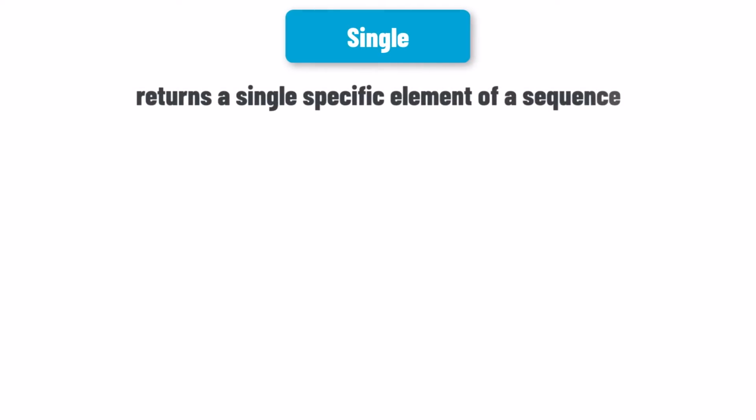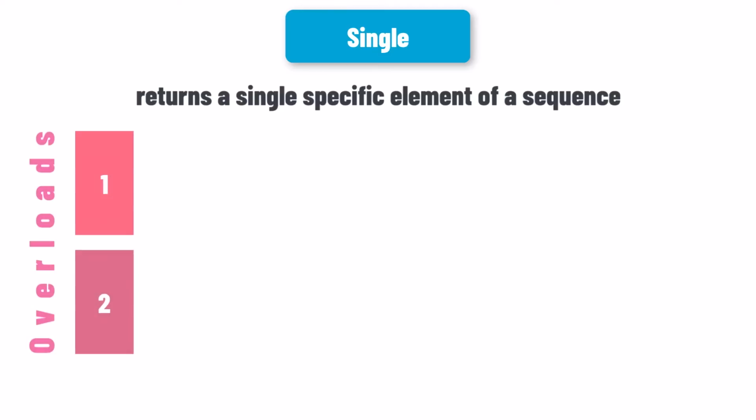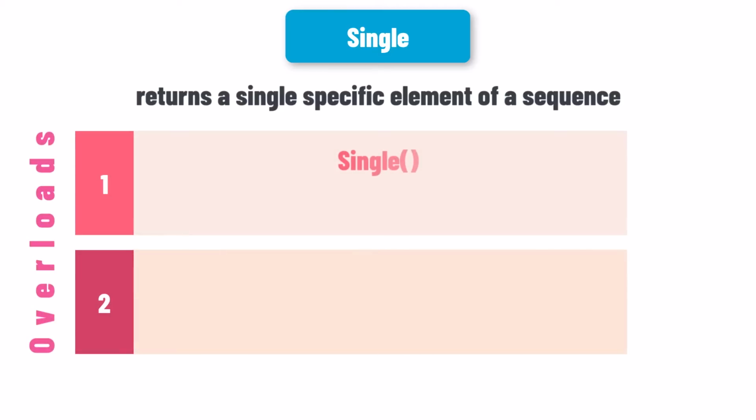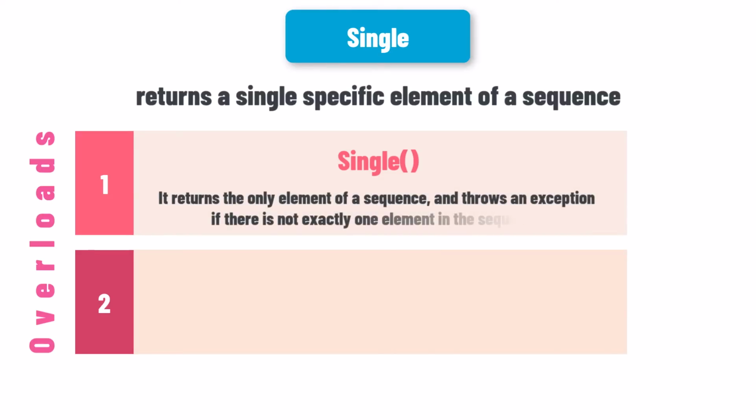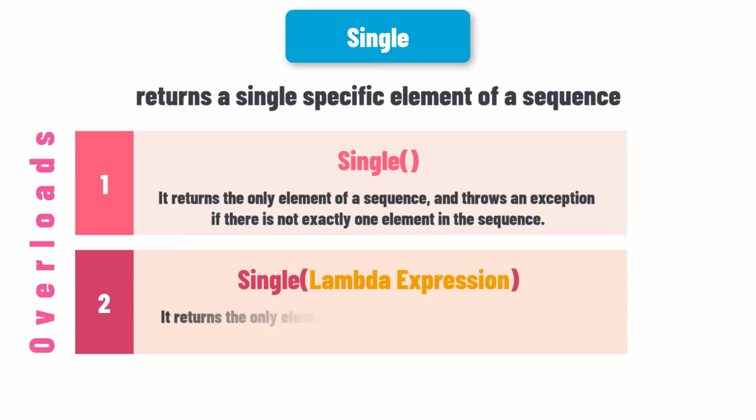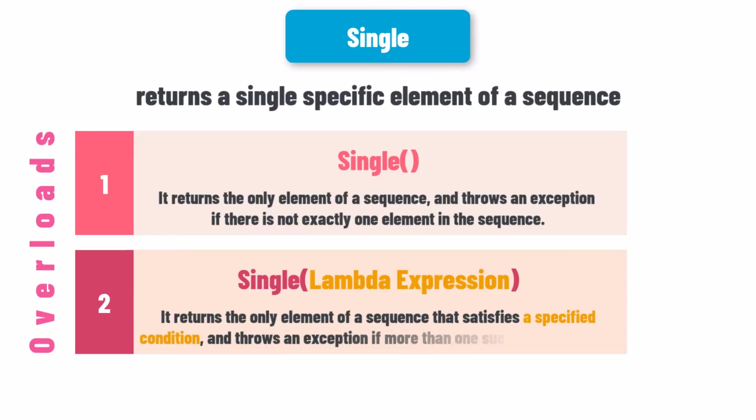This returns a single specific element of a sequence. This method has 2 overloads. The first one will be used in this way. It returns the only element of a sequence, and throws an exception if there is not exactly one element in the sequence. The second one will be used with a Lambda expression. It returns the only element of a sequence that satisfies a specified condition, and throws an exception if more than one such element exists. Let's check the following example to understand both overloads.